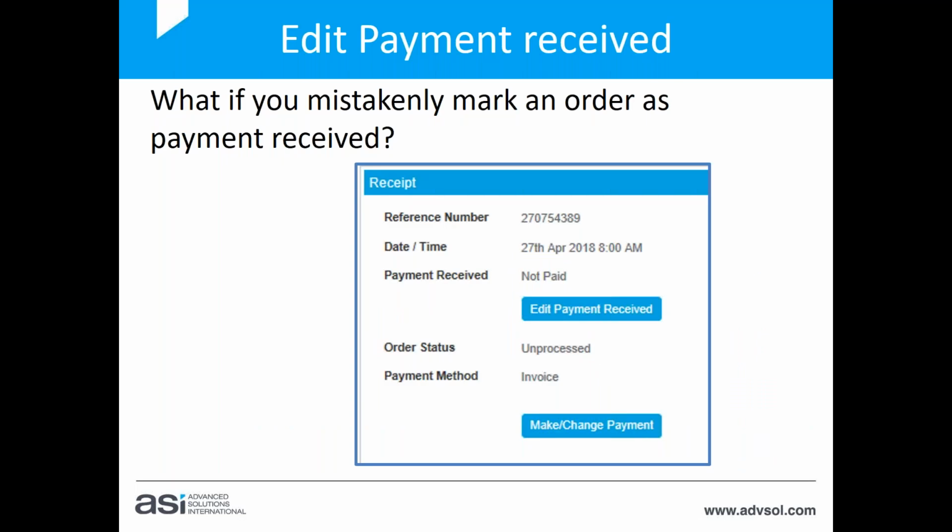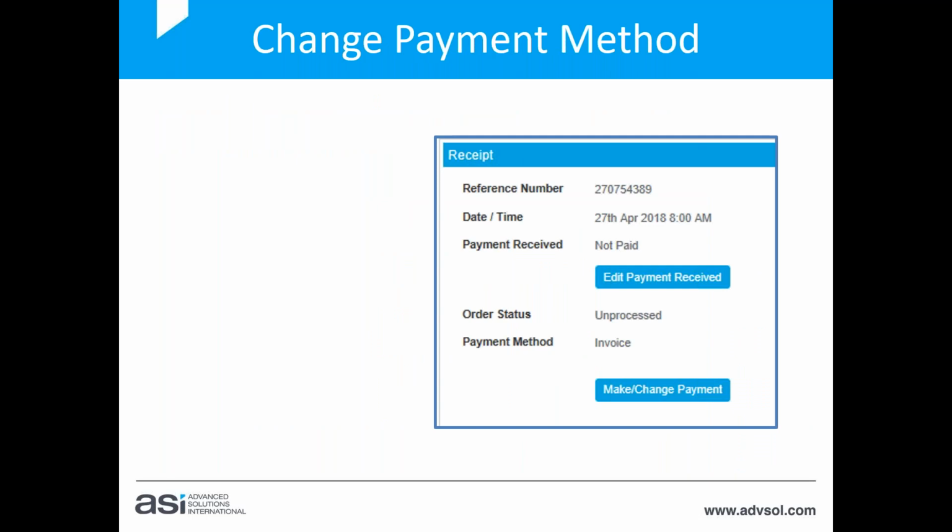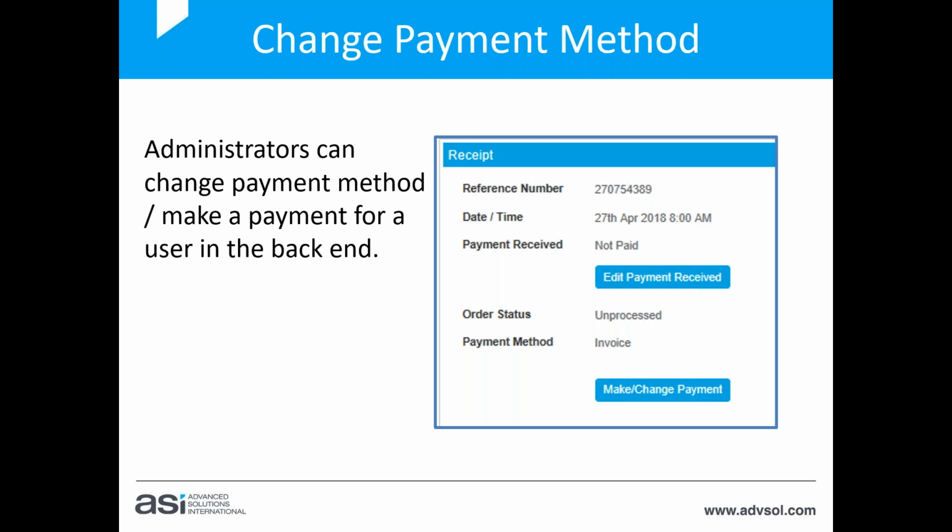Beautiful. So you can edit that payment received option. I showed you this briefly before. You can also change a payment method. If someone does get an invoice, so auto renewals, those are often sent out as an invoice, or someone's chosen direct deposit, but they've gone, oh, actually, I don't want to pay direct deposit now. I'm going to put it on my credit card. Okay, they can change their payment method.